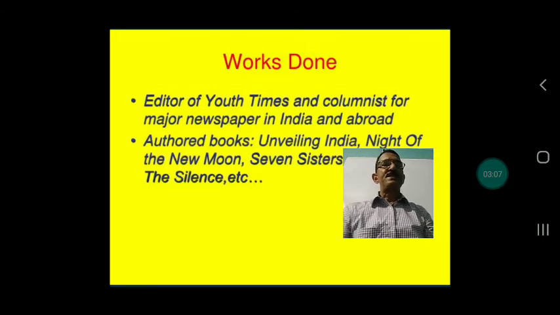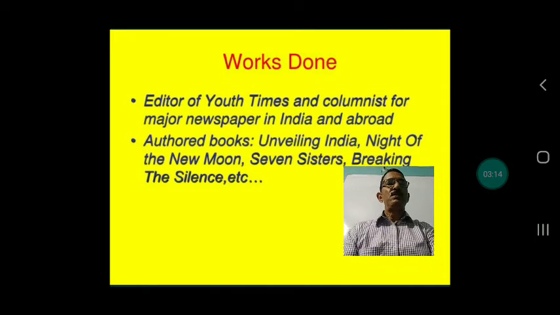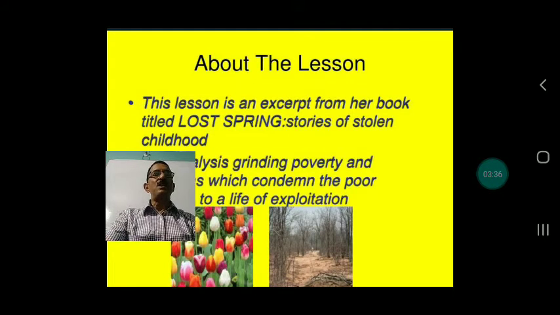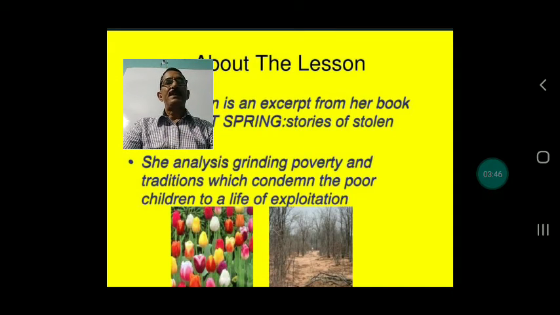The books she authored are Unveiling India, Night of the New Moon, Seven Sisters, Breaking the Silence, and Lost Spring, which are her very good creations that made her famous in the field of writing. This lesson is an excerpt from her book Lost Spring, Stories of Stolen Childhood, and here she analyzes grinding poverty and traditions which condemn the poor children to a life of exploitation.